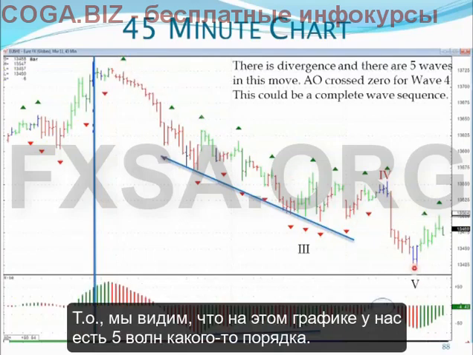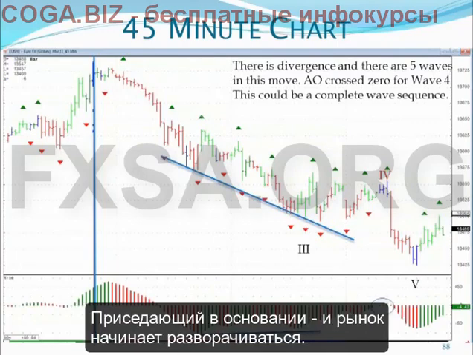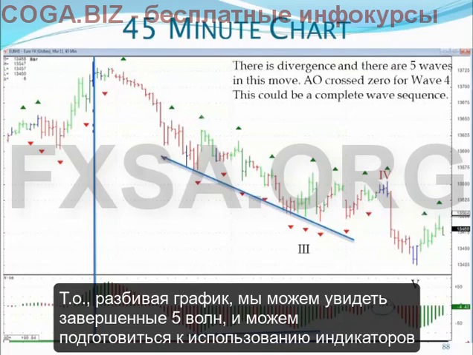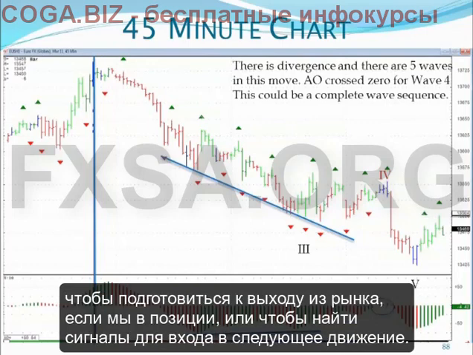So we see that we have 5 waves of some degree on this chart. Squat on the bottom, market starts to take off here. So by being able to break this chart down, we can see when there are 5 waves and might be prepared to use our indicators or signals on the time frame we're trading to get prepared to exit if we're in a position, or look for our entry signals for the next move.